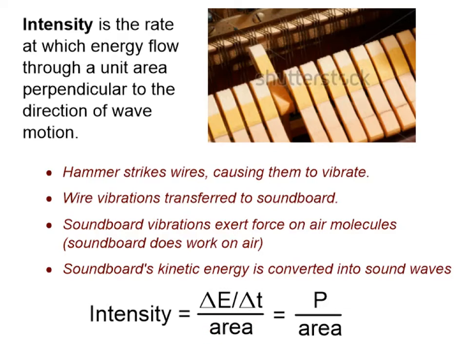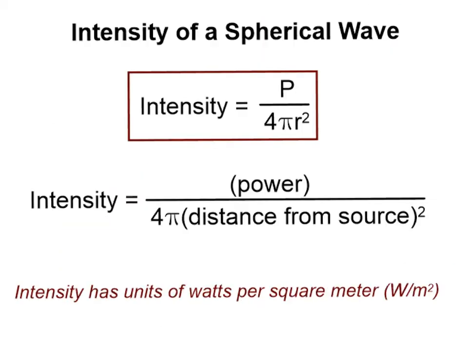And remember that the rate of energy transfer is power. And if you'll also remember, the SI unit for power is the watt. So our units for intensity are going to be watts per meter squared. Remember also that our sound waves are spherical. So the area in this formula is going to be the area of a spherical surface, which is 4 pi r squared. So here's our formula for the intensity of a spherical wave. It's going to be equal to power divided by 4 pi r squared, r being the distance from the source.